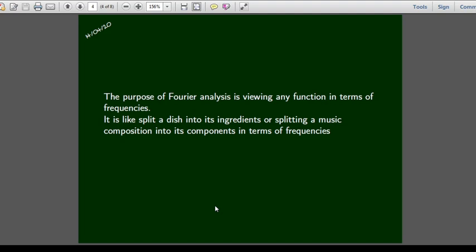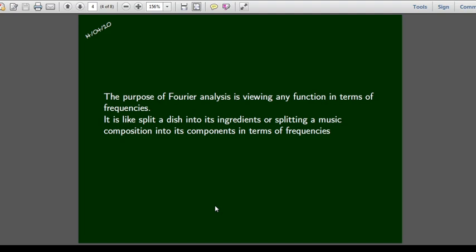Suppose a dish is too salty, then we split it into different components or ingredients, decrease some salt element, and we compose the ingredients again and get back the dish. If it is possible, it is very nice. We can do it with the help of Fourier transform.